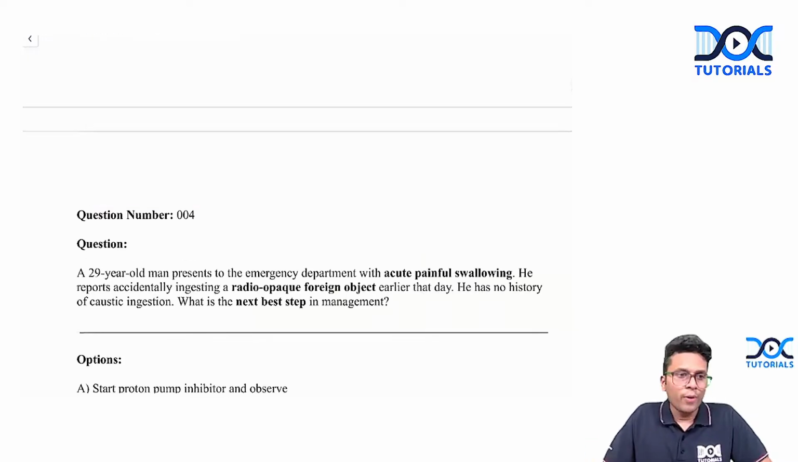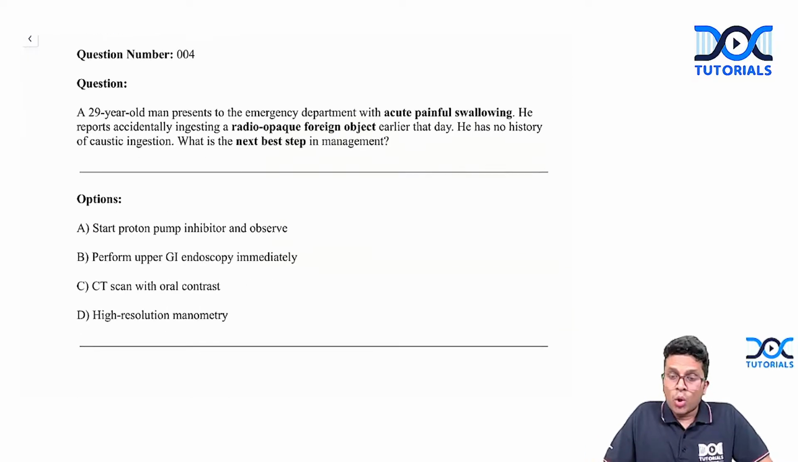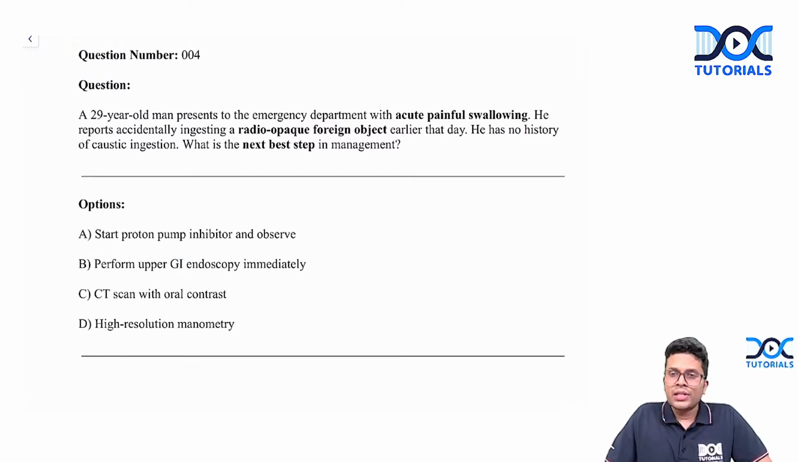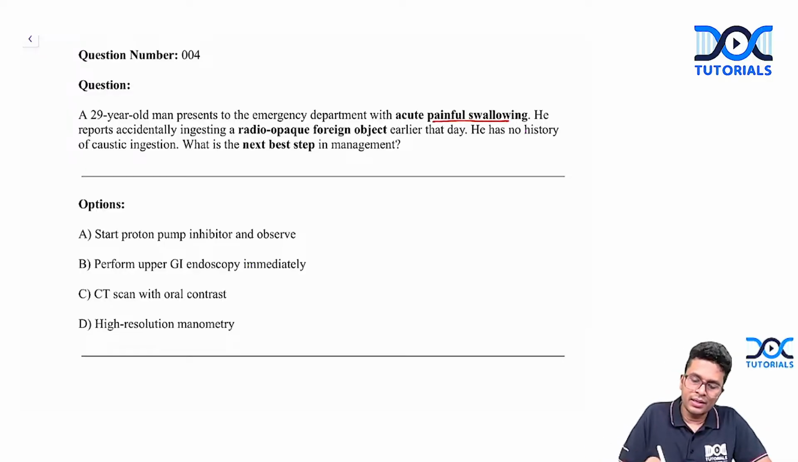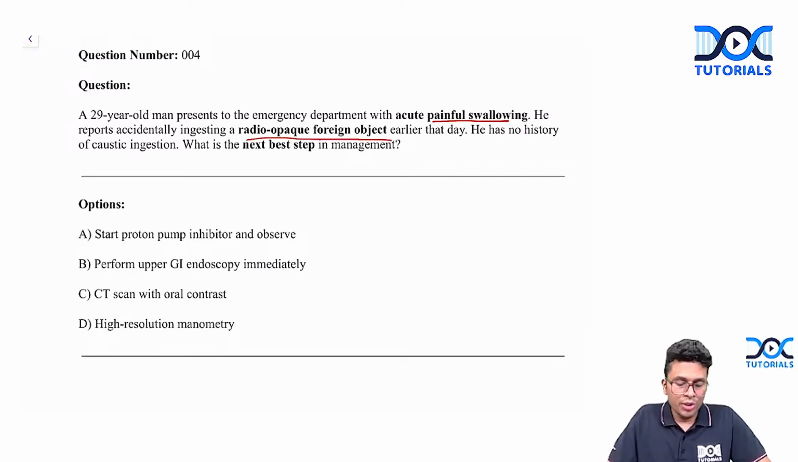Question number 4. A 29-year-old man presents to the emergency department with acute painful swallowing. So painful swallowing is important. He reports accidentally ingesting a radiopaque foreign body earlier that day. He has no history of caustic ingestion. What is the next best step in management? Is it A, start PPI and observe? Is it B, upper GI scopy immediately? Is it C, CT thorax with oral contrast? Or is it D, high resolution manometry?